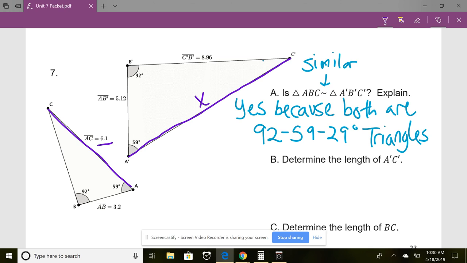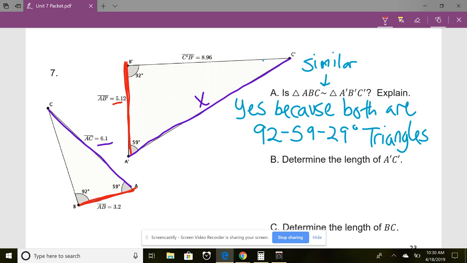Now we have to look at another pair of similar sides that they give us. If we take a look at the bigger triangle, we have A prime, B prime, which is 5.12. And the similar side, AB, is labeled as 3.2. So those are the similar sides, and we know that similar sides form a proportion.